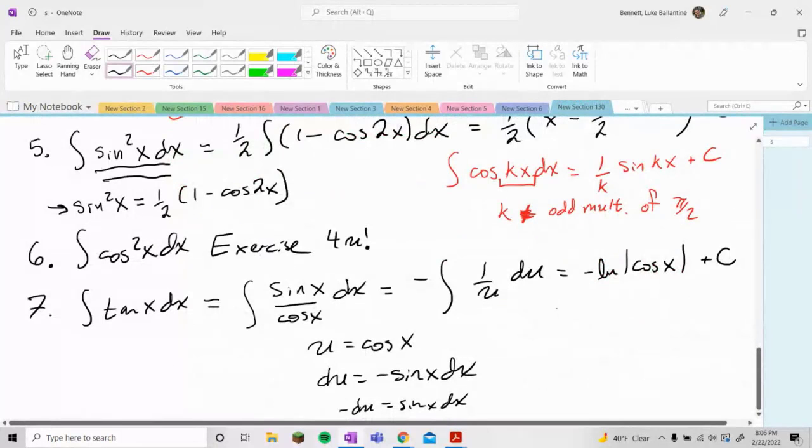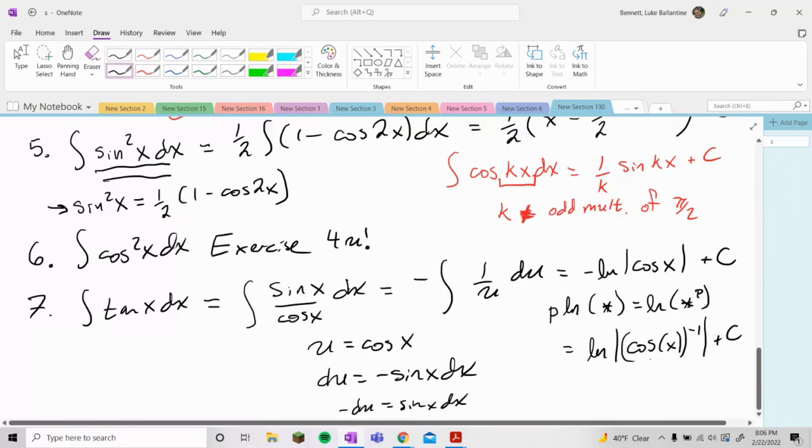Okay, now we use the power property of logarithms. p ln of anything is equal to ln of that thing raised to the p. So this is ln absolute value of cosine x to the negative 1 plus c. But cosine x to the negative 1, that's just secant.